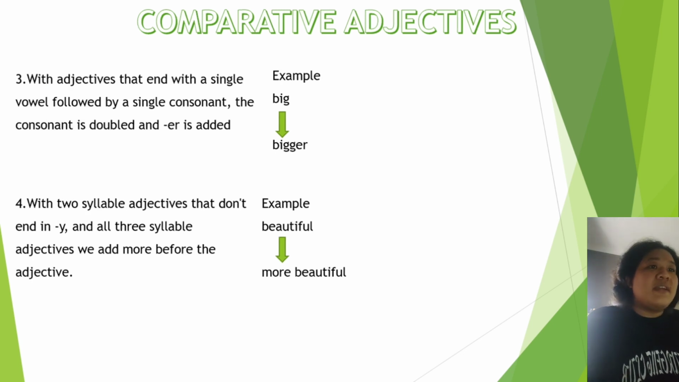3. Adjectives that end with a single vowel followed by a single consonant: the consonant is doubled and "-er" is added. Example: big to bigger. 4. With two-syllable adjectives that don't end in y, and all three-syllable adjectives, we add "more" before the adjective. Example: beautiful to more beautiful.